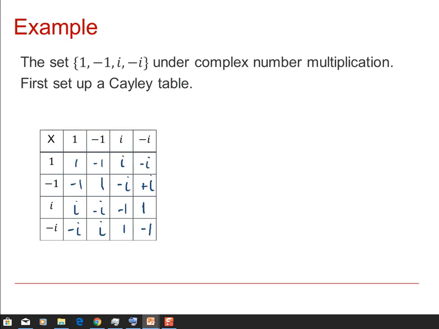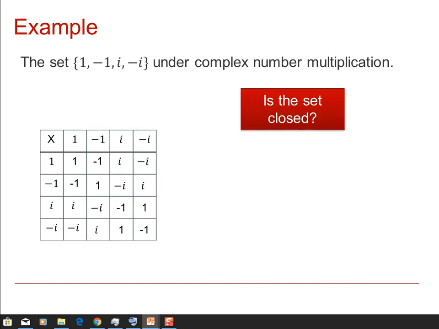Now if we're going to check that this is a group, we have to check each of the properties. So we need to check the fact that it's closed, associative, the fact that there is an identity, and then check for inverses for each element. So is it closed? Well, we can see immediately from the Cayley table that all of the elements within the table are elements of the set, and so yes, it is definitely closed.